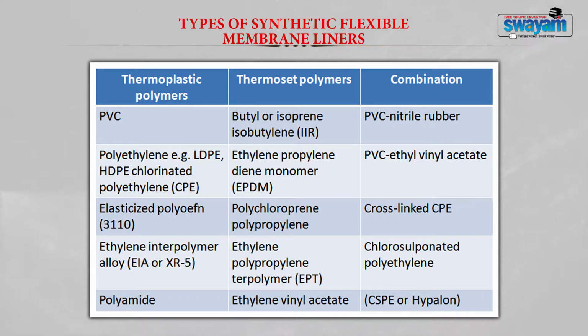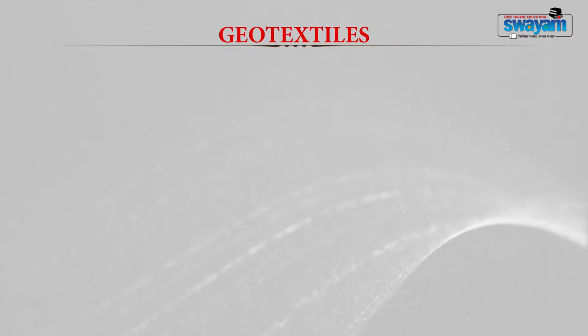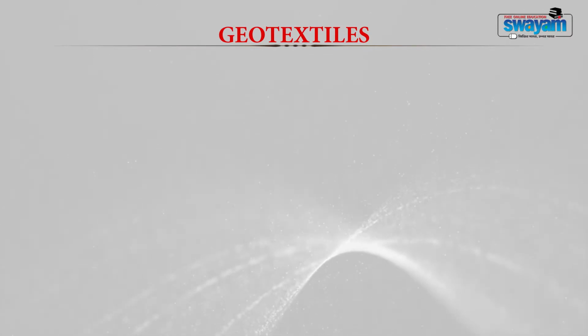Likewise, under thermoset polymers you have butyl or isoprene isobutylene, ethylene propylene diene monomer, polychloroprene, polypropylene and ethylene vinyl acetate. In combination you have PVC along with nitrile rubber, PVC with ethylene vinyl acetate, cross linked CPE, chlorosulfonated polyethylene and Hypalon. So, these are the different types of materials that are used for manufacturing or fabrication of your synthetic flexible membranes.